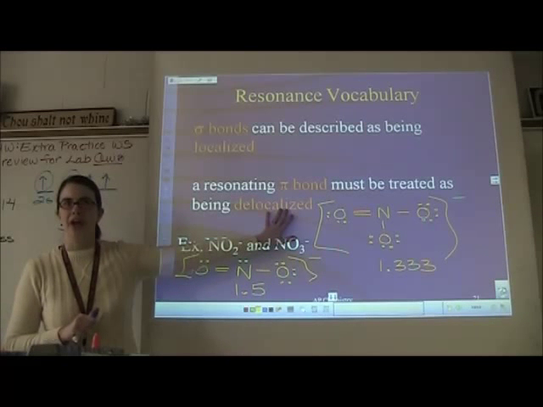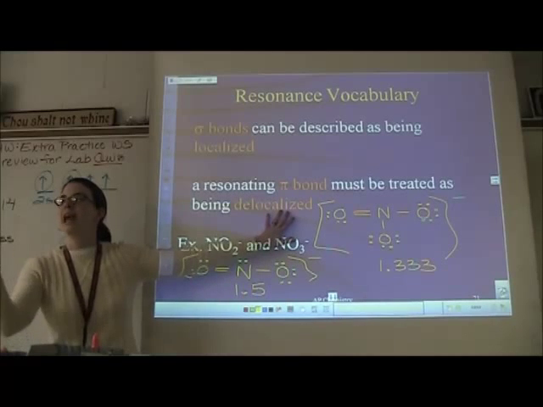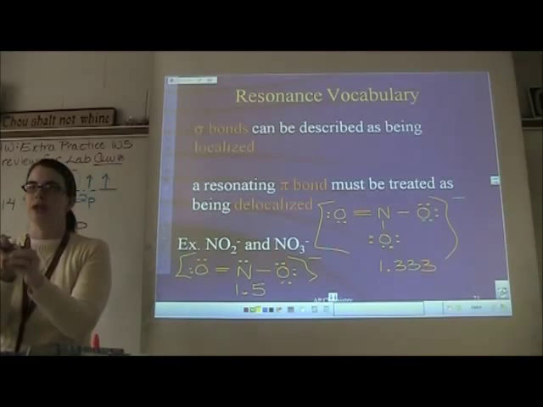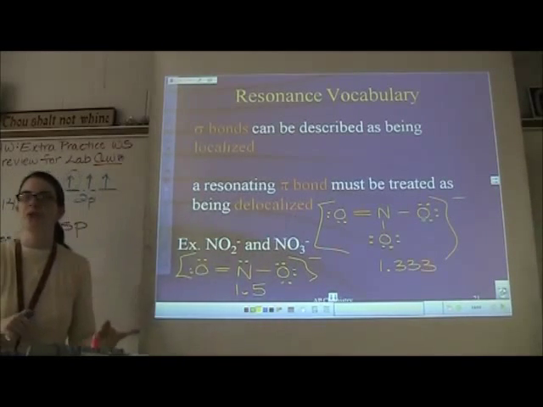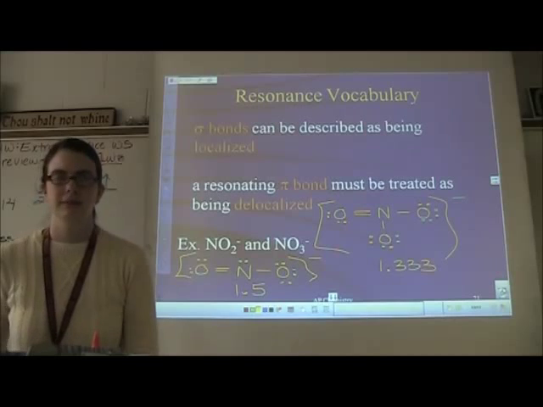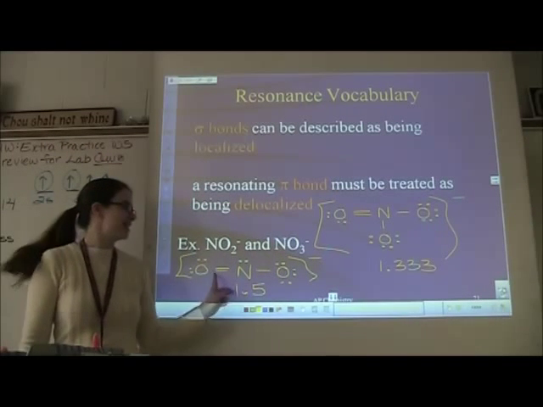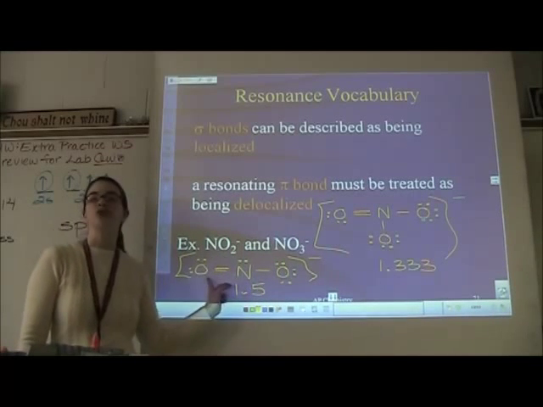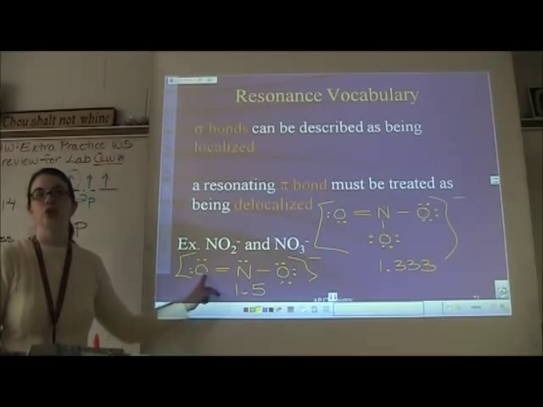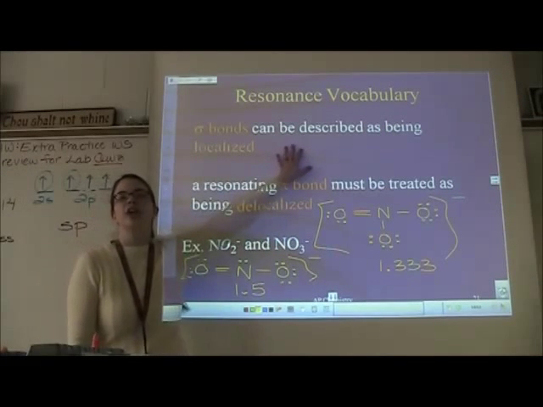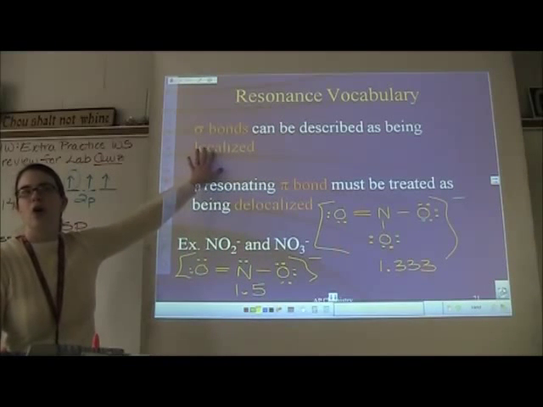Localized means something that doesn't change its location. Delocalized means it does. It can move around. And if you want to be really fancy, which you should, you would call it a resonating pi bond. Now that you know what that word means, you should use it. Ladies and gentlemen, sigma bonds cannot move around. They're always localized.